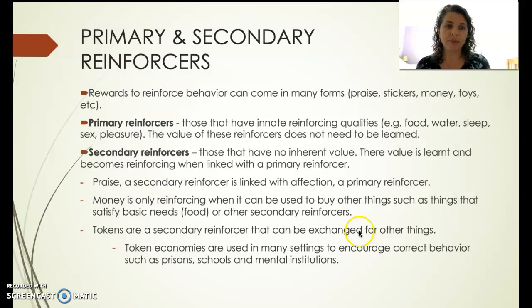Stickers can be primary or secondary reinforcers. It depends on the child. The child may really like the sticker and they work for the sticker. Or a sticker could just be something that accumulates toward a reward. Okay, so there's some things that could be either or both, but it depends on the situation.